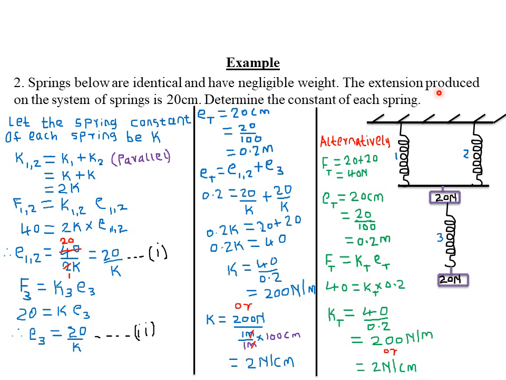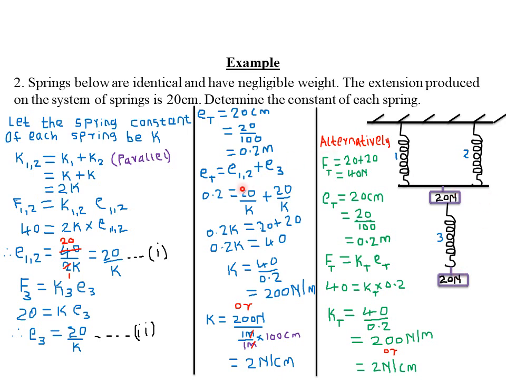We are given the extension produced on the system as 20 centimeters. So this is the total extension. Then we are required to determine the constant of each spring. We are also given the weights. The weights acting on springs 1 and 2 are 20 and 20. Then the weight acting on spring 3 is only the 20 Newton. If we want to find K, we must have F and E. We are given F. We are also given the total E, but not E for the individual springs.